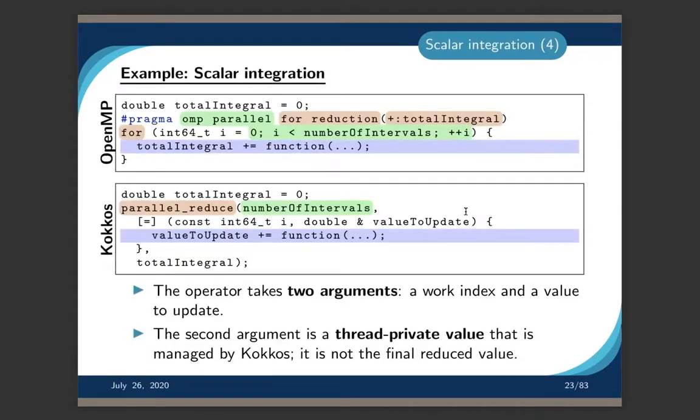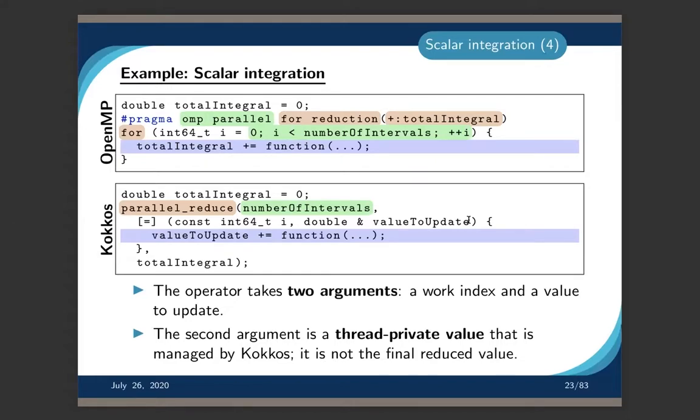Now, if you look at that in this scalar integration, one thing which changes on top of using a parallel reduce is that the operator for your lambda now has a second argument. That second argument is essentially the value you update by your item of work. And that second argument really is a thread private value, managed by Kokkos. It's not the final reduced value. It's just where every thread puts its contribution and then combines it at the end.